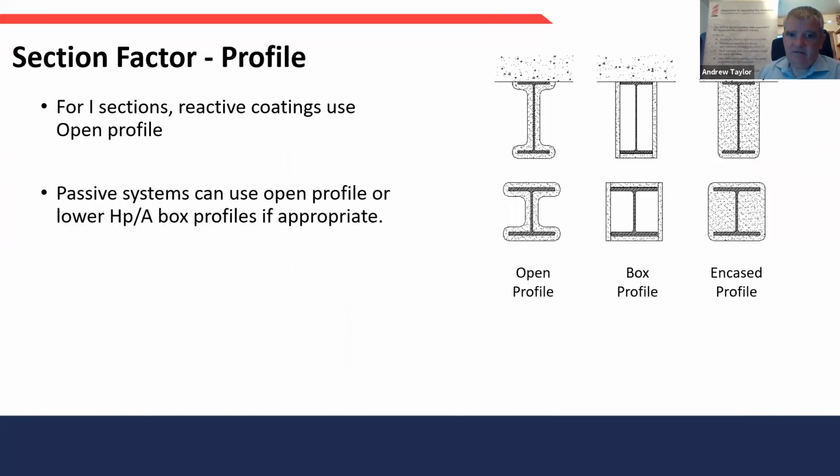And then beyond that, for I sections and passive systems, you can see the different shapes and different ways of treating them. That has an effect on the heated perimeter and therefore on the section factor, depending upon whether you're using an open profile or a box profile.